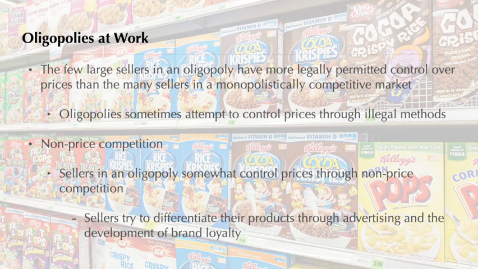The few sellers in an oligopolistic market have more control over prices than do the many sellers in a monopolistically competitive one. This control stems mainly from legal methods of determining prices. Sometimes, however, oligopolies try to control prices through illegal means. Like sellers in monopolistic competition, sellers in an oligopoly control prices somewhat through non-price competition. That is, oligopolistic sellers attempt to differentiate their products through advertising and by encouraging consumers to develop loyalty to particular brand names. Non-price competition can become fierce among sellers in an oligopoly.